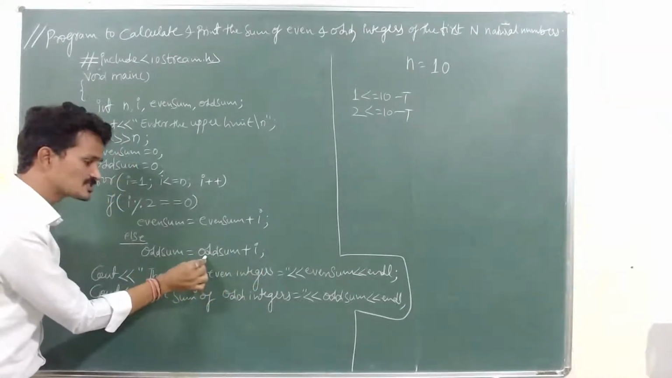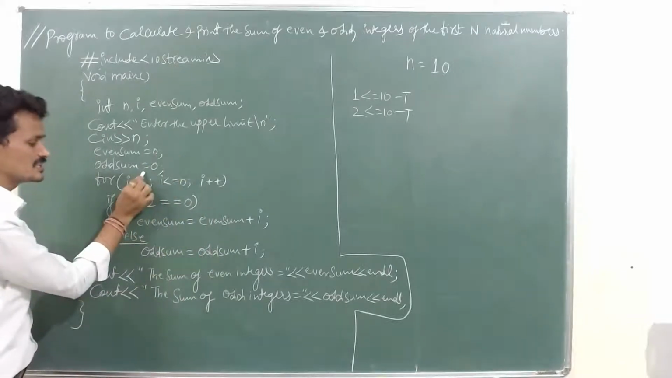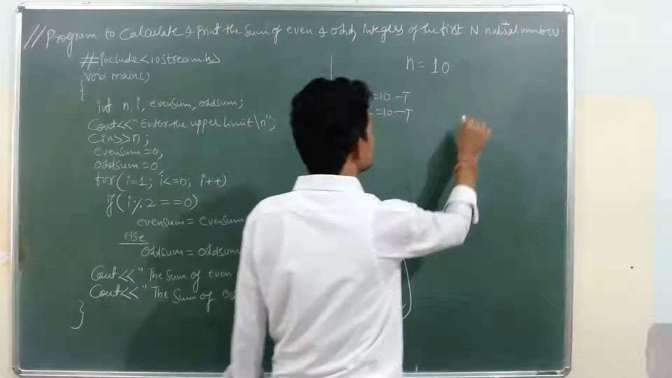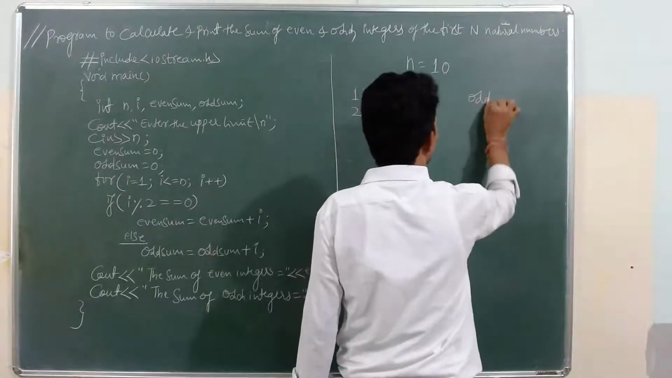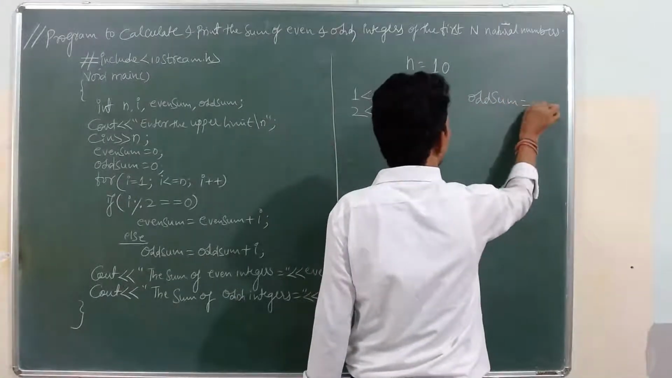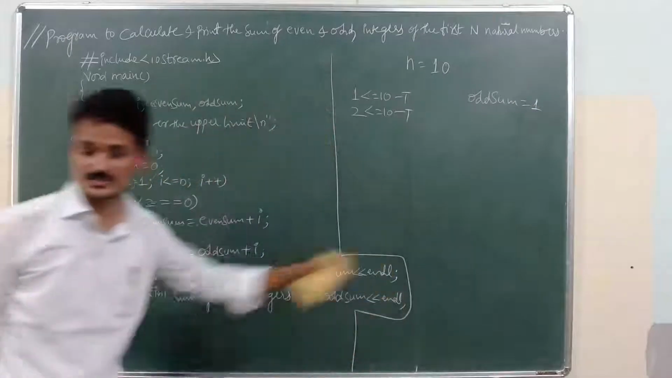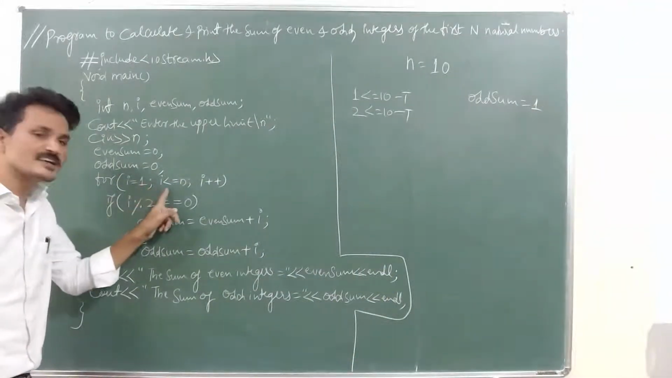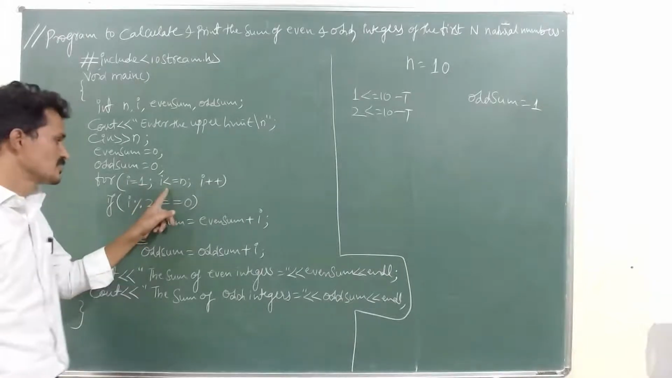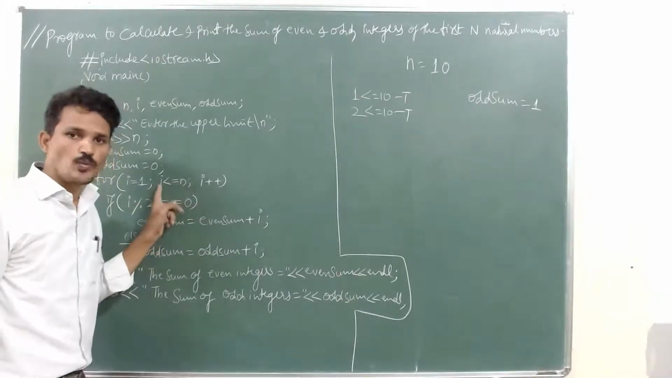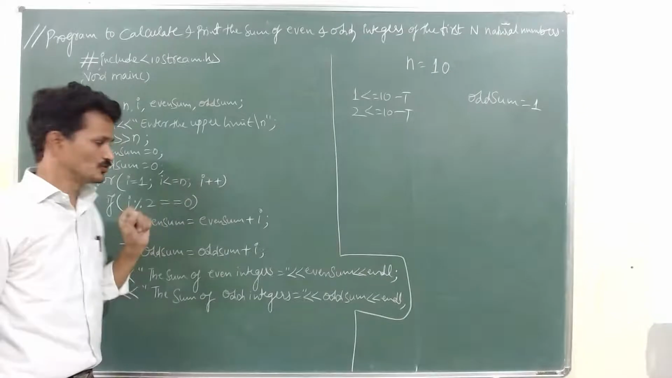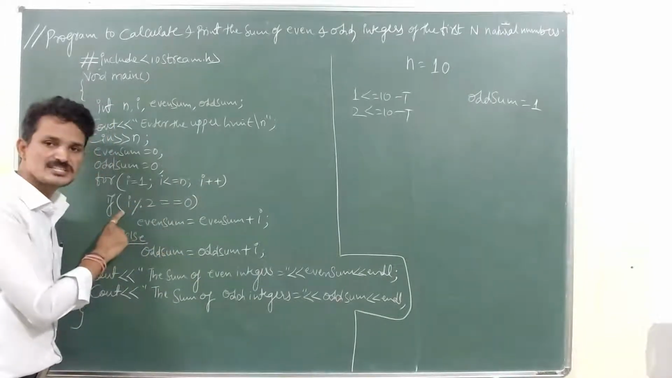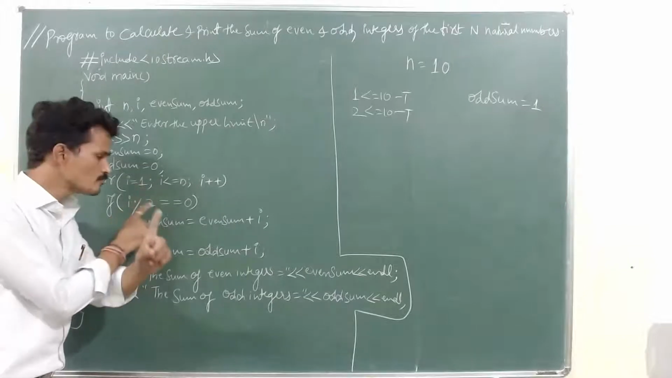What is the value of odd sum? Odd sum is 0. What is the value of i? 1. 0 plus 1 is 1. 1 is assigned to odd sum. Got this? I'll tell you once again. See, for i = 1; i <= 10; i++. The value of n is 10. 1 is less than 10, yes, it is true. True means straight away the condition: if i mod 2 is equal to 0. What is the value of i? i is 1. 1 mod 2.